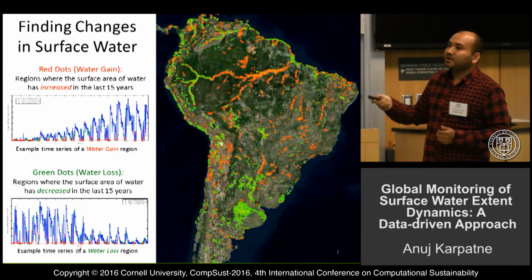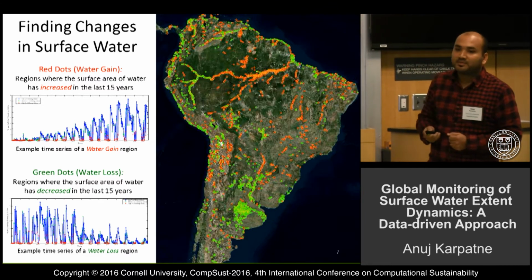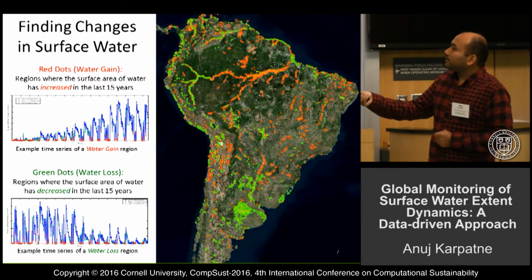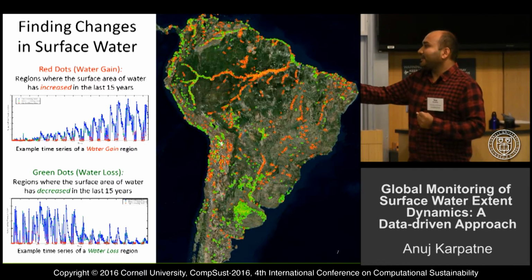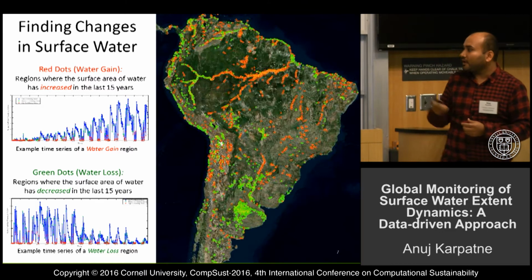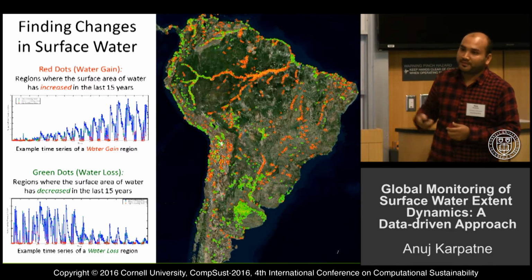Red dots in this image are regions where the water is increasing in size. So here is an example time series of a red dot. Green dots are where the water is shrinking in size. So here is an example time series of a green dot. And this is looking at the last 15 years, so starting from 2000 to 2015.